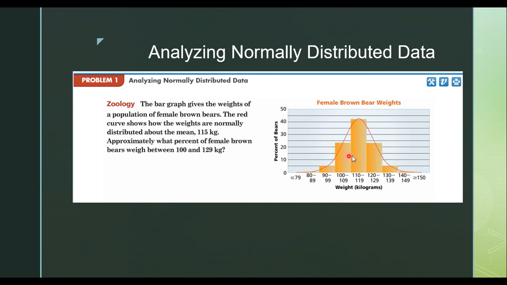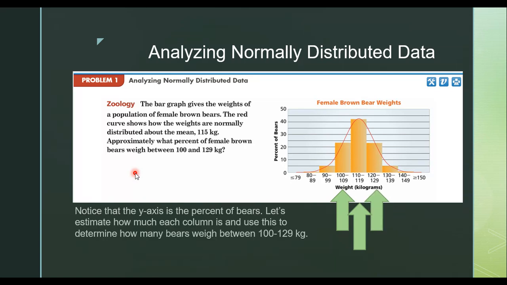Then I look on my y-axis and it has the percentages of bears. So this isn't going to be super exact because notice the scales in 10, 20, 30, 40, 50. So I'm going to have to estimate a little bit, but that's what I need because I'm actually looking for the percent of female bears. And they even say approximately, so they know it's not going to be super accurate. It'll be close, but we can't be too sure. So I know I'm going to use that first, second, and third column for sure. And the y-axis is the percentage of bears. So let's just estimate how much each column is and use that to figure out how much the bears weigh.